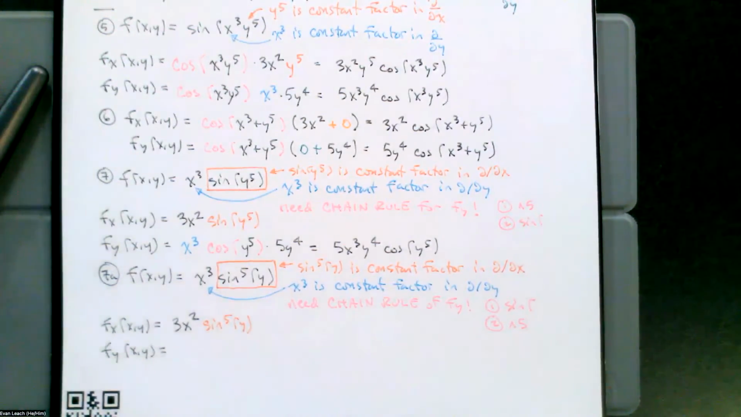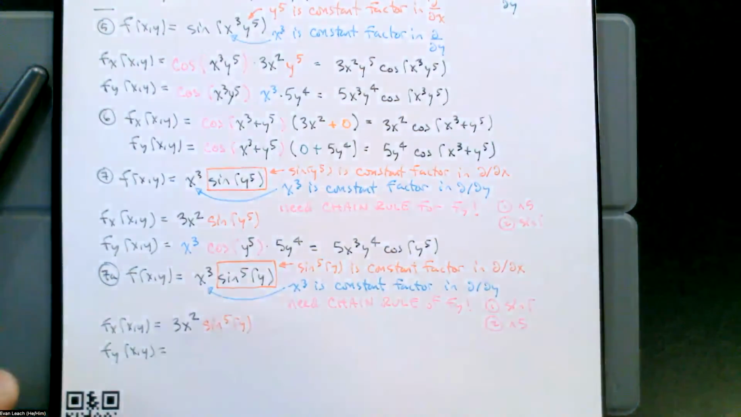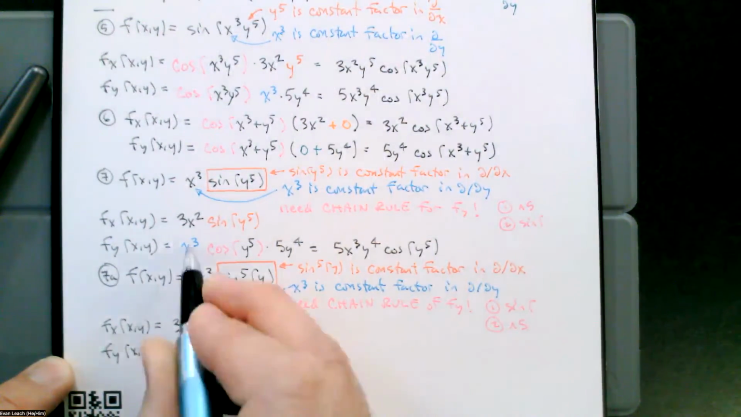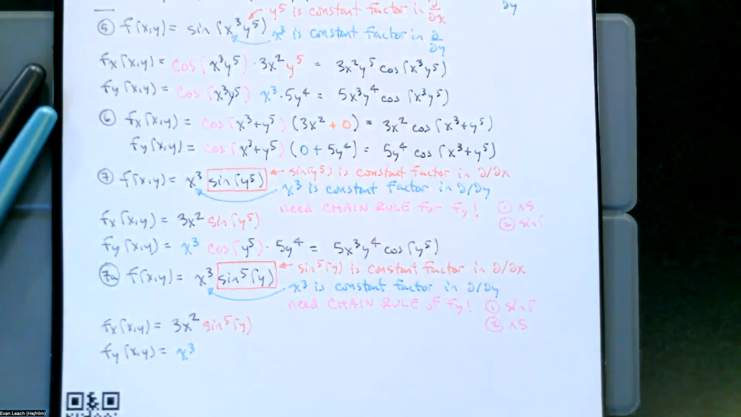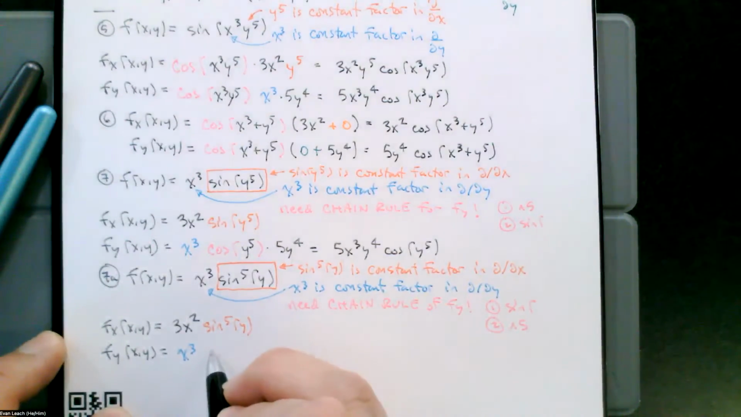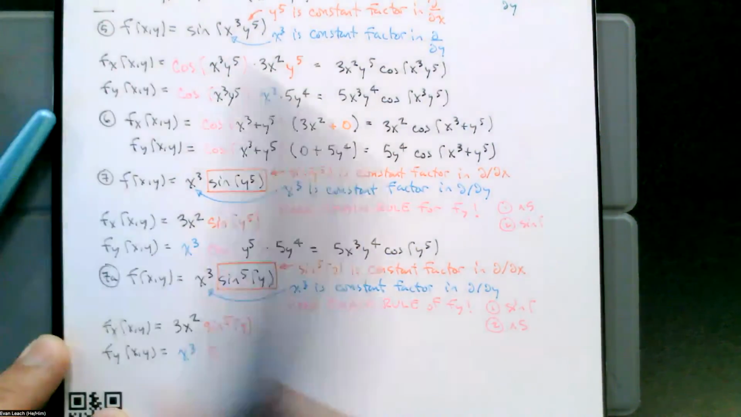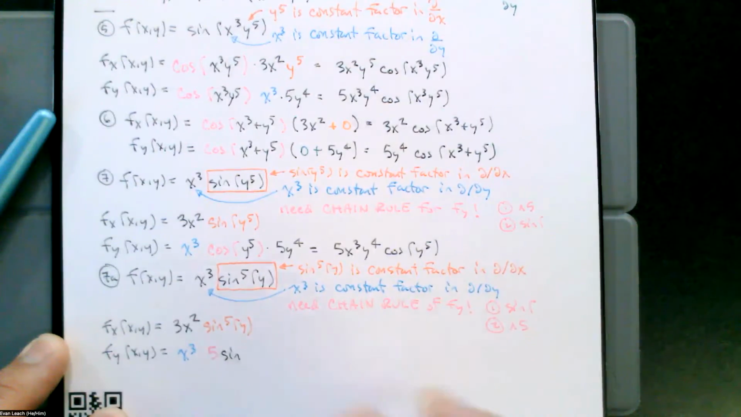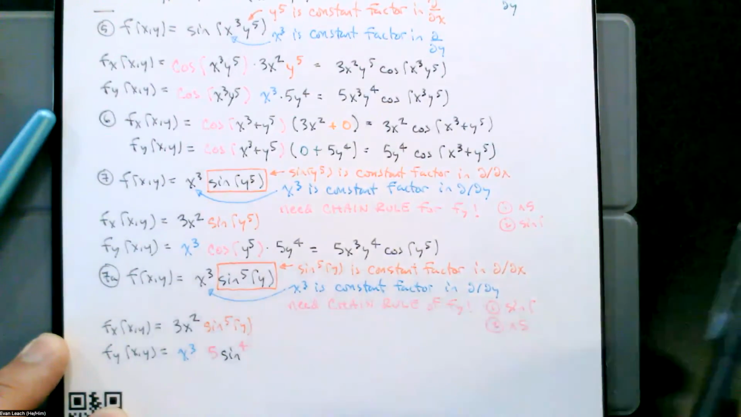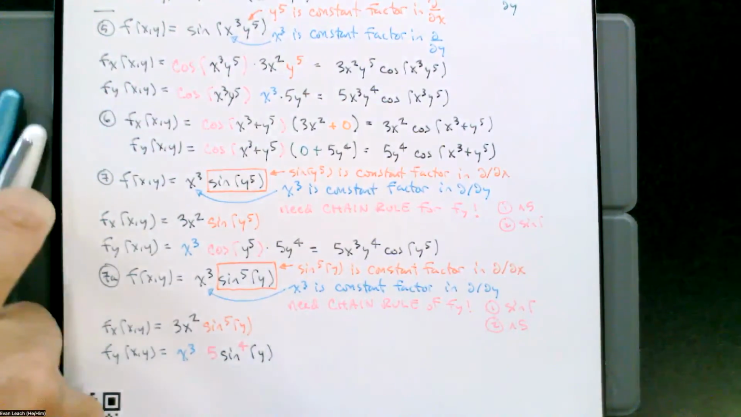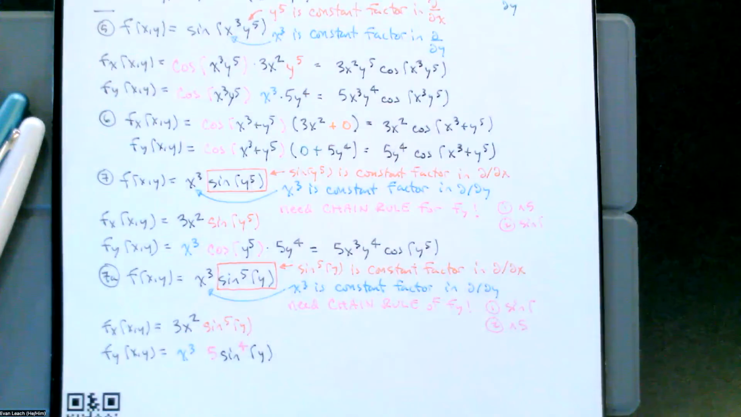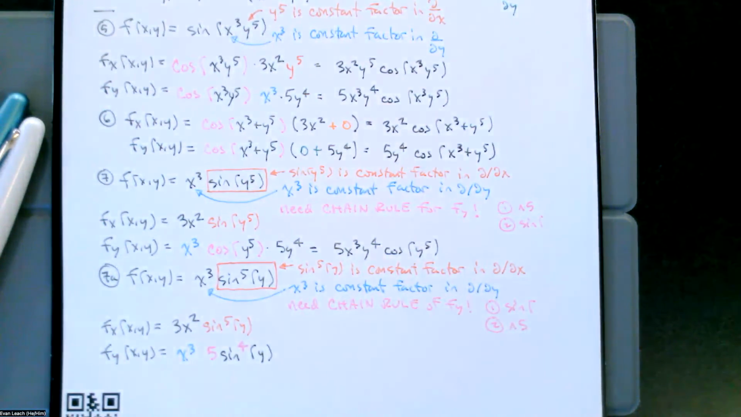So for the partial with respect to y, x cubed is a constant factor, just like before. But now the outside function is the fifth power. So that's the derivative of the outside. So we're going to have 5 times sine to the fourth of y. Then we have to multiply by the derivative of the inside, and the inside function is sine of y. The derivative of sine y is cosine y.